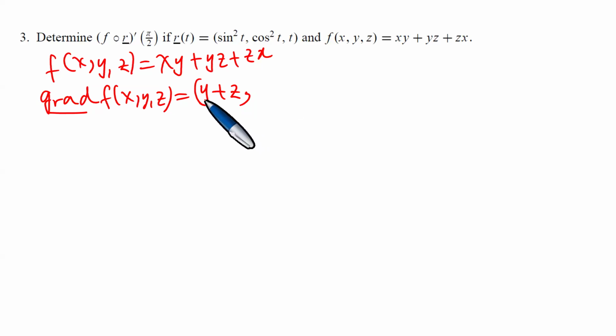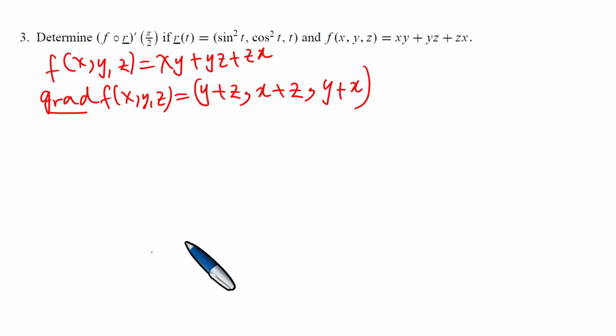We continue. The derivative with respect to y: this term gives only x, this one with respect to y gives z, and this one with respect to y gives 0. The derivative with respect to z: it is 0, then with respect to z it's y, and with respect to z it's x.